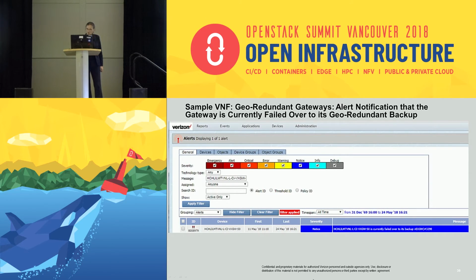Then, starting again with traps, I just pulled up a sample VNF and looked to see if there were any traps. There is one of low severity, the notice severity, which isn't very high. It's just a notice to say that it failed over to its geo-redundant pair. Our networks are designed with geo-redundancy to be resilient.